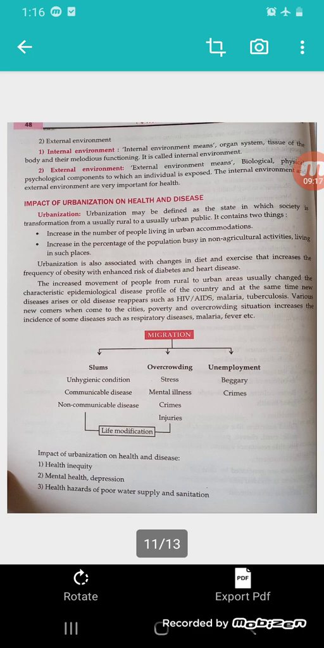Coming to impacts of urbanization on health and disease. Urbanization is the state in which the society transforms from usual rural to usual urban. It consists of two things, that is increase in the number of people living in urban accommodation and increase in percentage of population busy in non-agricultural activities living in such places.